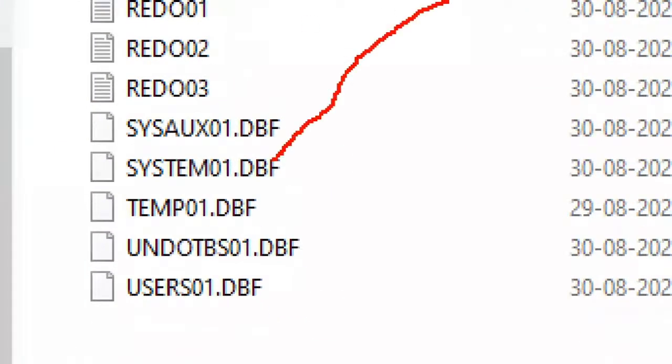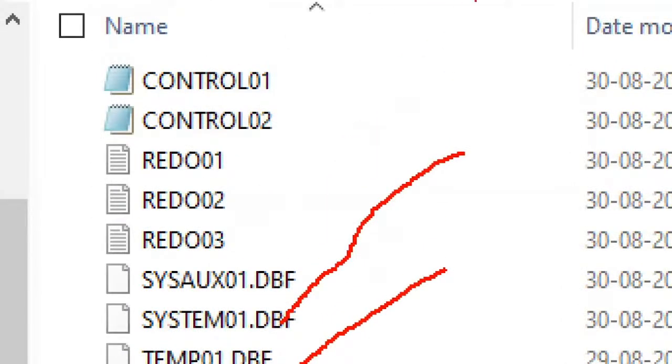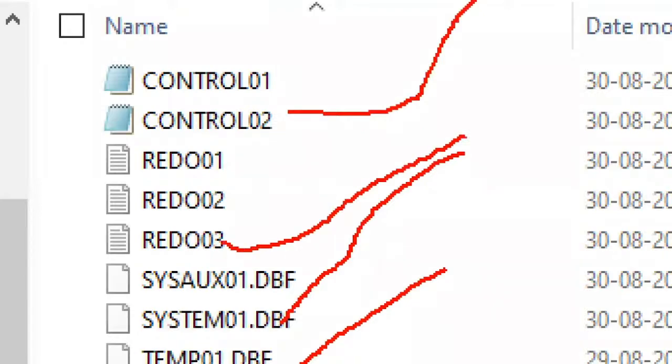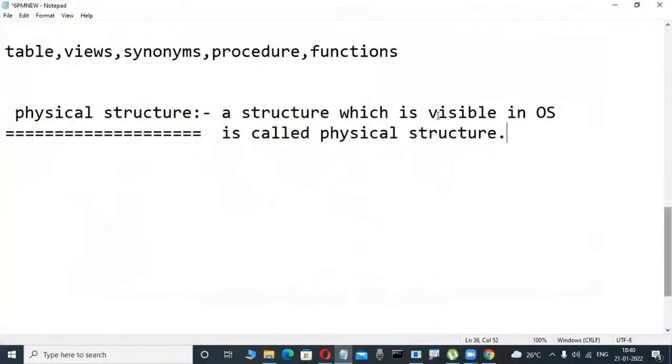These are data files, .dbf files. Okay, fine. What is this one? You don't have an idea. Later you will be familiar. Here, control files, redo log files. These files are visible in the operating system.